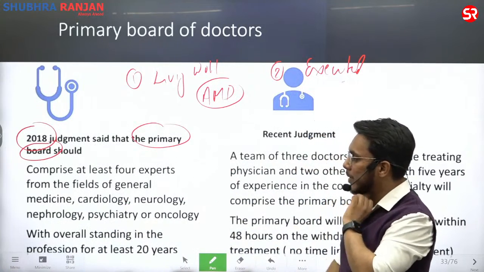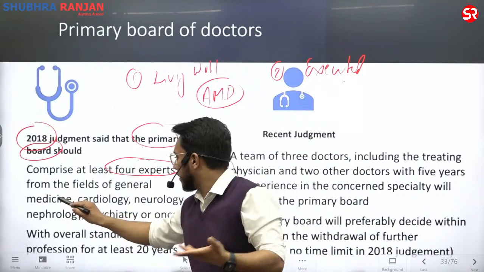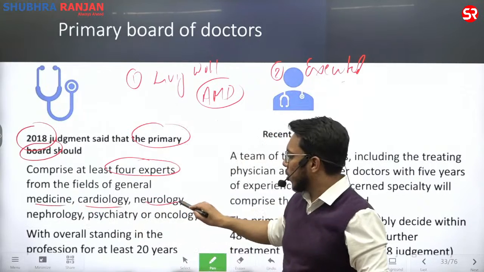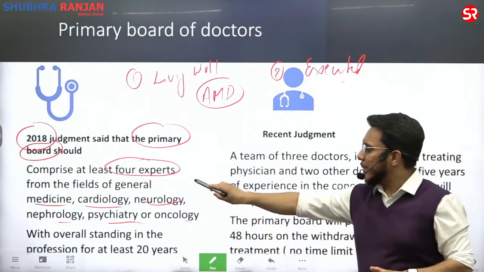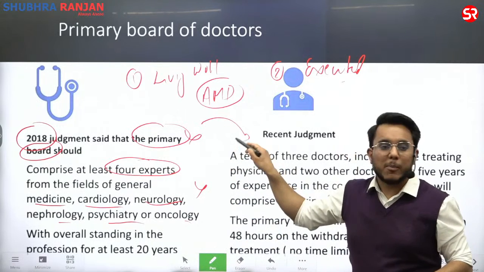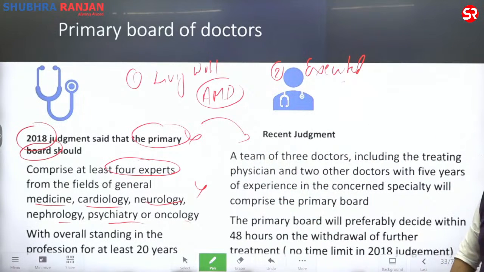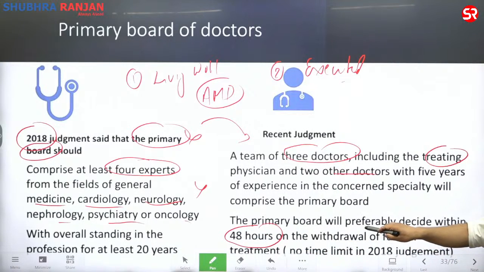Now this particular primary board will consist of at least four experts from the fields of general medicine, cardiology, neurology, nephrology, psychiatry, oncology. Theek hai, matlab itna detail ke andar mein nahi jaana yahan pe ki kaun sa field hoga. Are you getting it or not? This has been changed. Now the point is that after the recent judgment, rather than this board, only three doctors will give the approval. One will be the treating physician and two other doctors will be there, and within 48 hours they will decide on that bill.